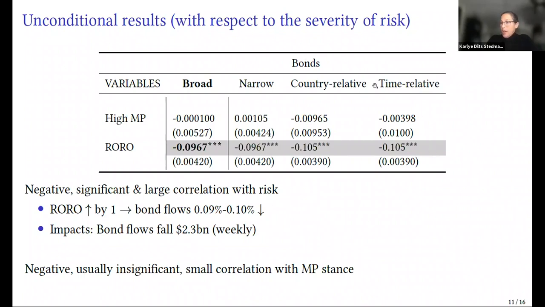So basically what we have here are our four measures of macropru. In bold here, first is the broad index, which is what I'm going to focus on. The macroprudential stance is up on top, and then the risk on, risk off shock is here on the bottom. So we can see that the risk off shock increases weekly outflows as a percent of assets under management on the order of 9 to 10 basis points, which translates to about $2.3 billion a week. Macroprudential policy, on the other hand, this upper row, doesn't register a statistically significant relationship with portfolio flows, and this agrees with prior literature.